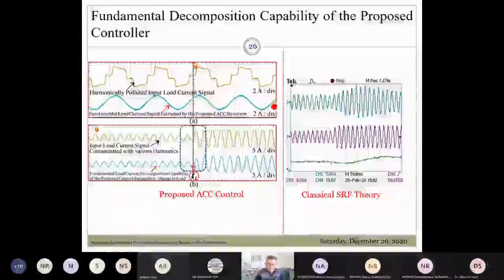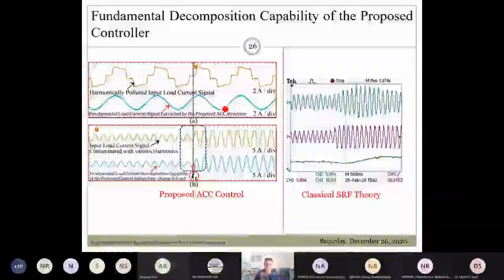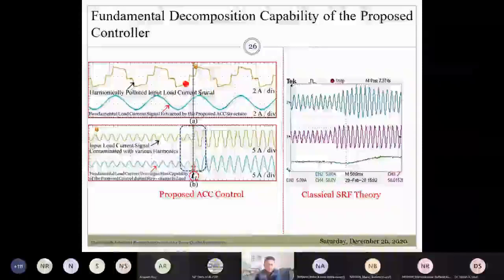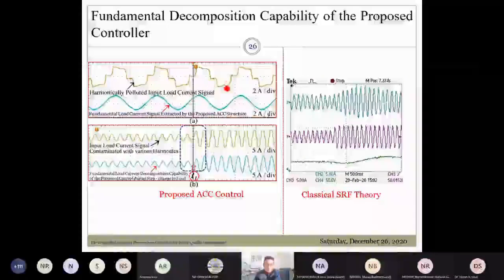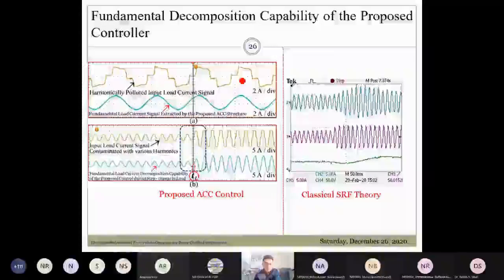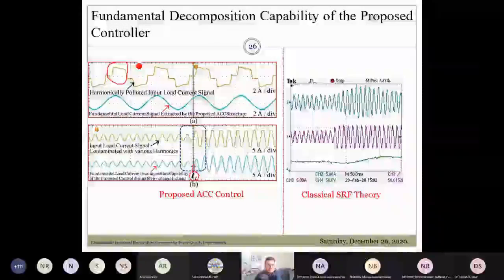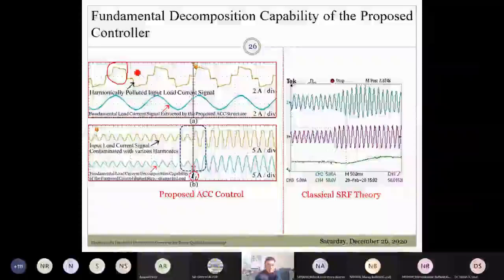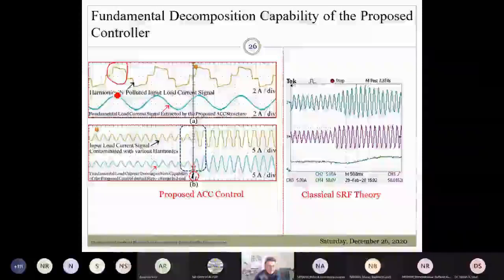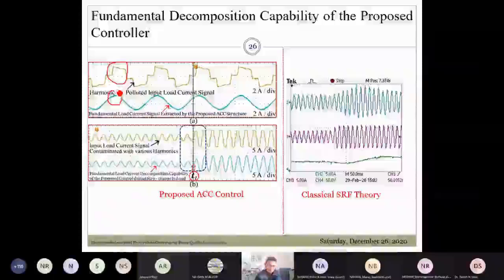So let me show you something like this. As I mentioned, this active current control loop decomposes the fundamental component of the load current from the input signal which is contaminated with the harmonic. So this is the input load current signal which is contaminated with the harmonic, and this is the output fundamental load current signal.